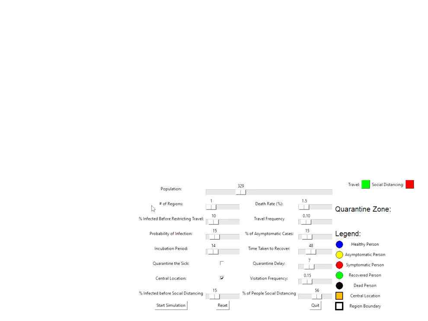If you had more than one region, you have people that travel between the boxes. It doesn't apply in this example, but we would have a percentage of the population that has to be sick before you stop travel between countries or areas. The probability of infection is 15. It's a sliding scale between 1 and 100. We'll give it a 15% probability of infection.